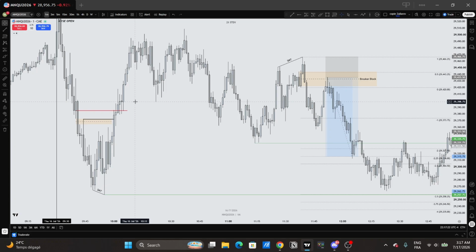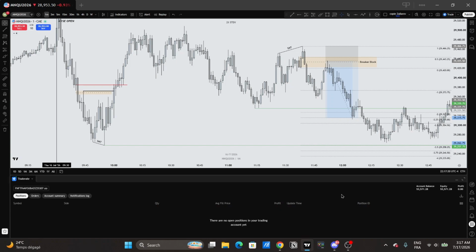Hello there guys, today I'm going to share with you how I was able to make 3.5k on this Flex account from Funded Next Futures. As you can see here, the account balance is 53.5k.